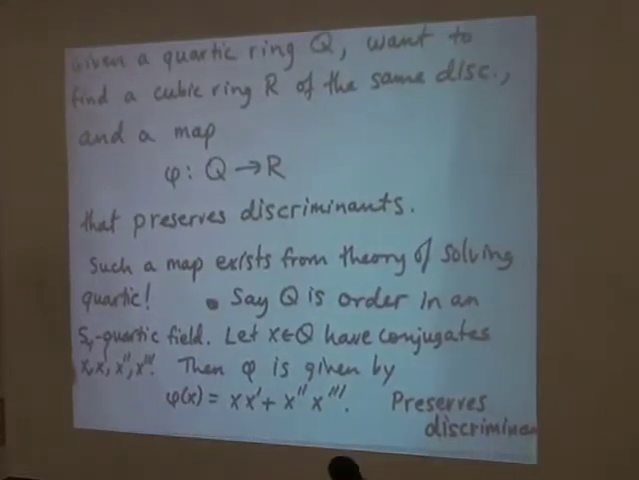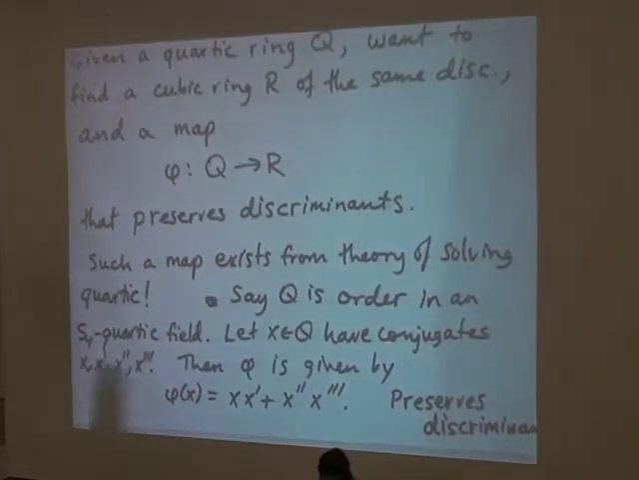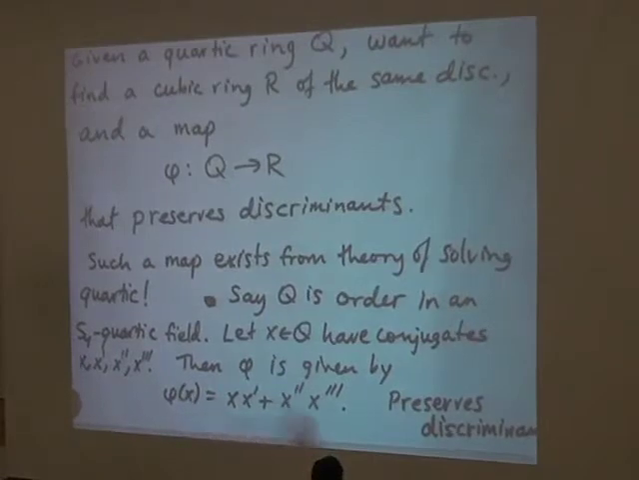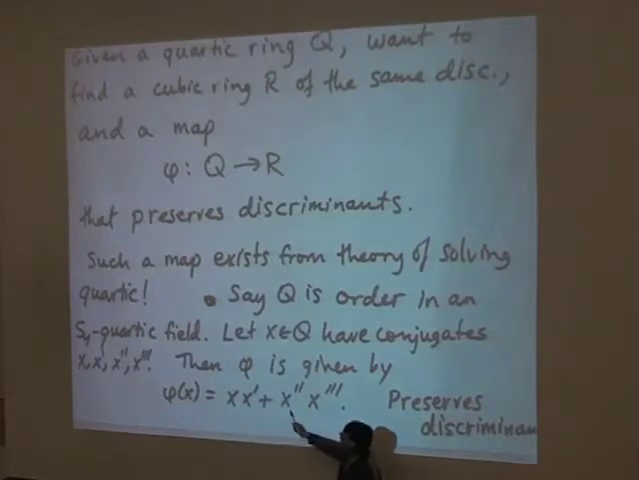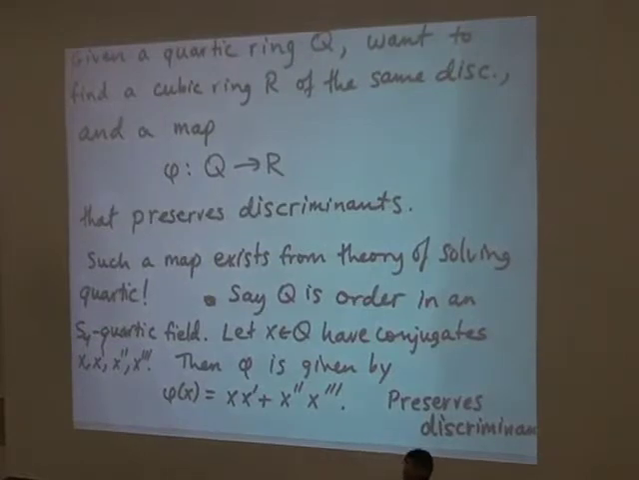And the map phi we found is as follows. If you have an element x in a quartic ring, and x prime, x double prime, x triple prime are its conjugates. This quartic ring we're assuming is an order in an S4 quartic field. Then I pointed out that this classical map, phi of x equals x prime plus x double prime, x triple prime, has three conjugates. So it's taking a quartic element x and mapping it to something that has three conjugates, so something in a cubic field.